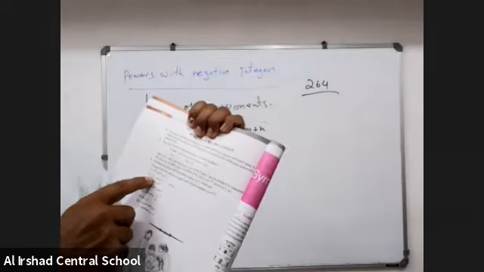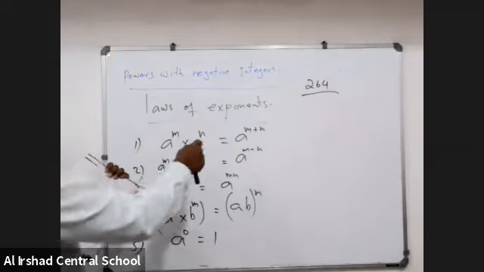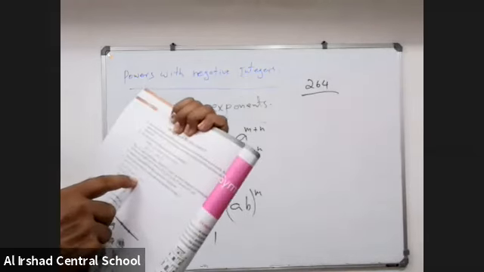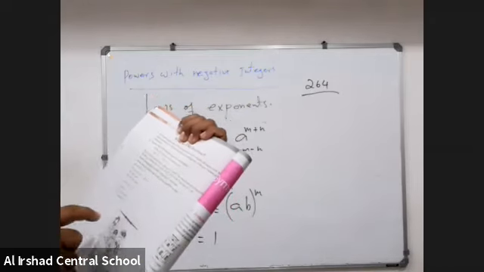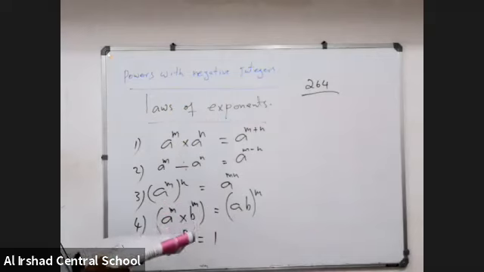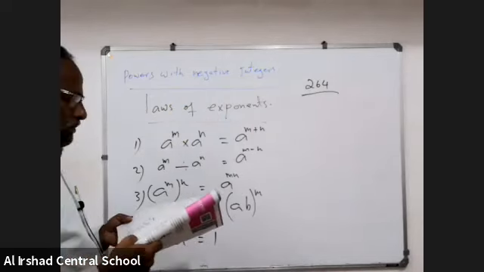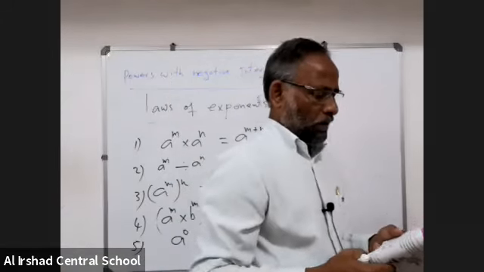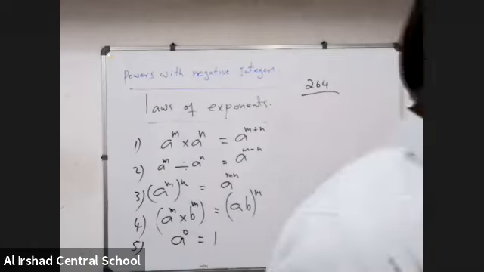A raised to m into a raised to n. That is a raised to m plus n. A raised to m divided by a raised to n, that is a raised to m minus n. A raised to m all raised to n. Then one more thing is there. A into b all raised to n. That means a raised to n into b raised to n. One more thing is there. A by b all to the power of m.